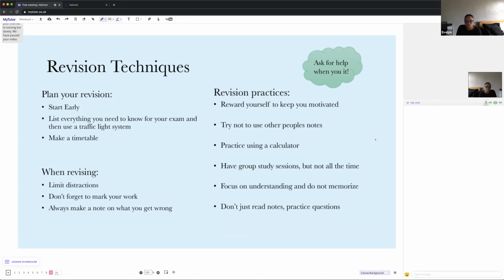Revision practices as well. Try not to use other people's notes. The only reason why I say that is because the best notes that you will remember are notes that you write yourself. It's really easy to read over things over and over again. It doesn't mean that you're taking it in. When you physically write it down, it helps. Practice using a calculator.